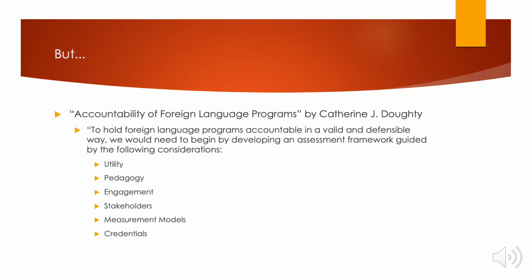Measurement models: If proficiency is the ability to use language for real-world purposes, are the currently employed proficiency frameworks sufficient? And lastly, credentials: Should objective external assessments be given by credentialing bodies, such as for teachers, interpreters, health professionals, or business employees?